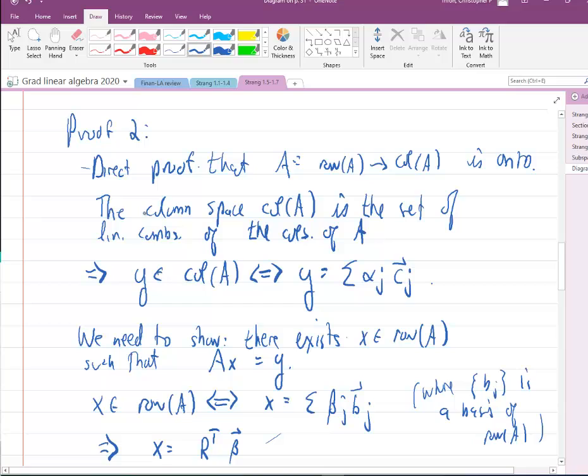Okay, so we can do a direct proof as well. So let's see how this works. Now, we also want to phrase this assertion in terms of individual vectors, because if we have vectors, then we can do operations. If we just talk about spaces, it's difficult to do operations.